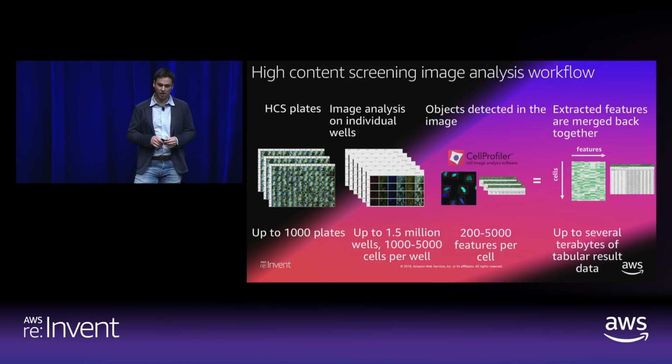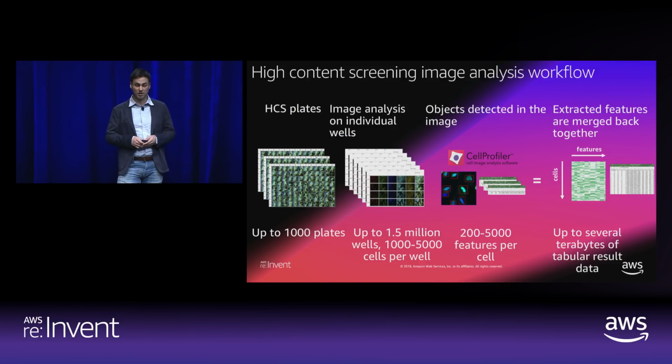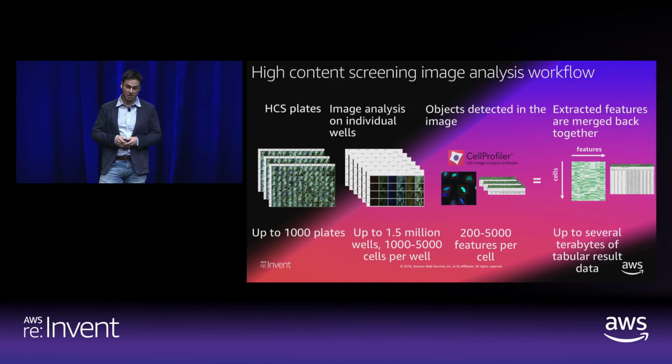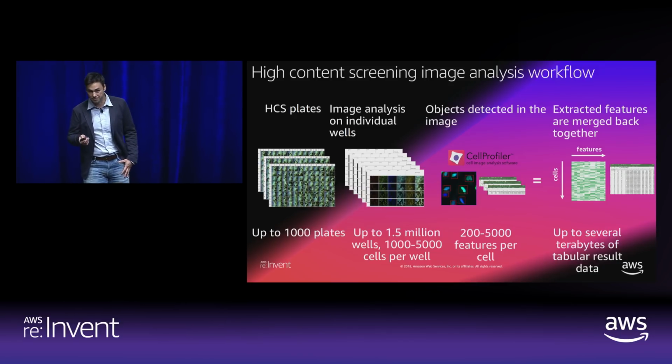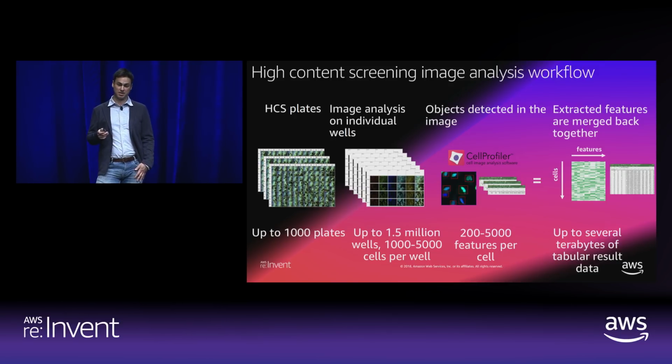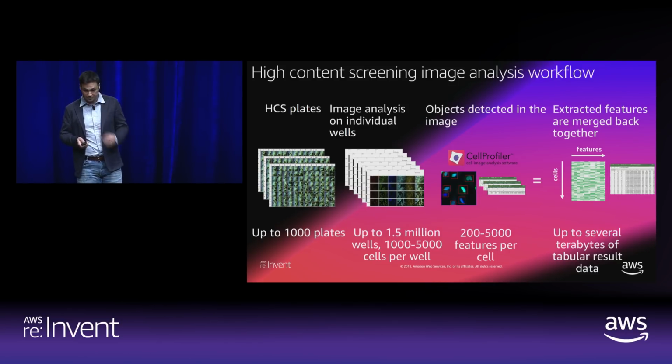Within these wells, if you're talking about cellular data, we could have anywhere from 1,000 to 5,000 in each well. So the classic feature engineering approach is we detect the objects in the image, and then we extract features from them. So you could think of what is the pixel width of a nuclei or a cytoplasm. These features can be anywhere from 200 up to 5,000. So you could think of the features as the columns in the CSV and the individual cells, unique cells, as the rows. So it produces up to several terabytes of tabular result data.